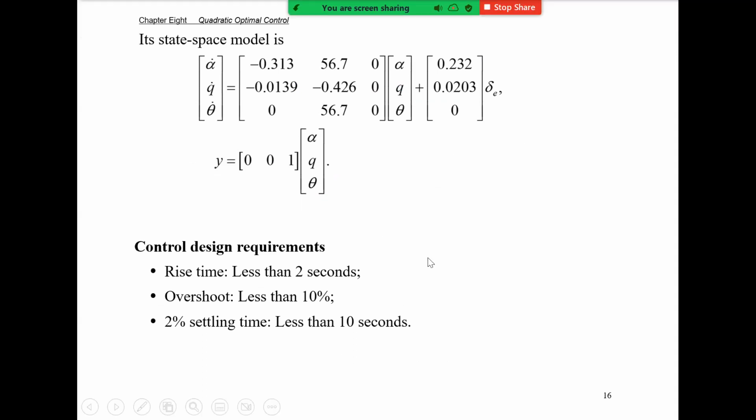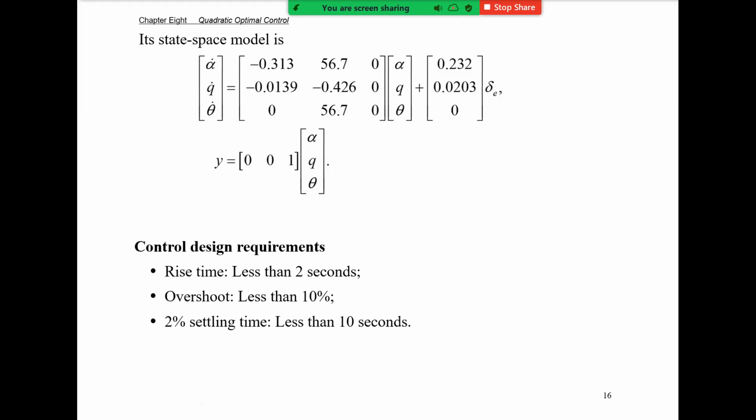What are the design requirements? For the step response, we want the rise time to be less than 2 seconds. The overshoot we want to be less than 10%. The 2% settling time we want to be less than 10 seconds. Those are the performance requirements.